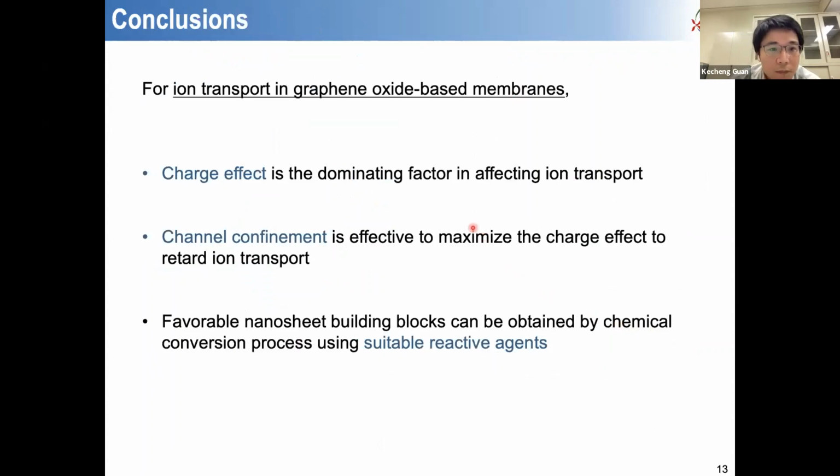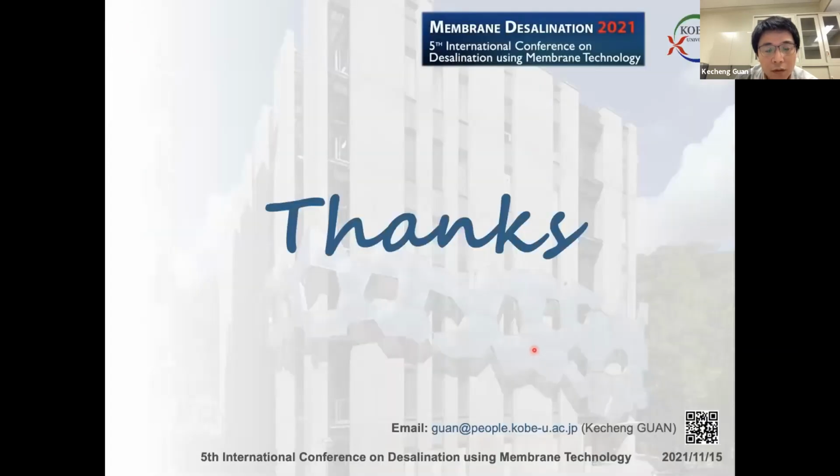So to conclude, for the two cases I mentioned here for ion transport in graphene oxide membranes, the charge effect is the dominating factor in controlling the ion transport. And the channel confinement is very important and very effective to maximize the charge effect to retard the ion transport. And we can also obtain some favorable nanosheet building blocks by using suitable reactive agents which can simplify the modification procedure. So thanks for listening, and I'm glad to answer any questions you may have.